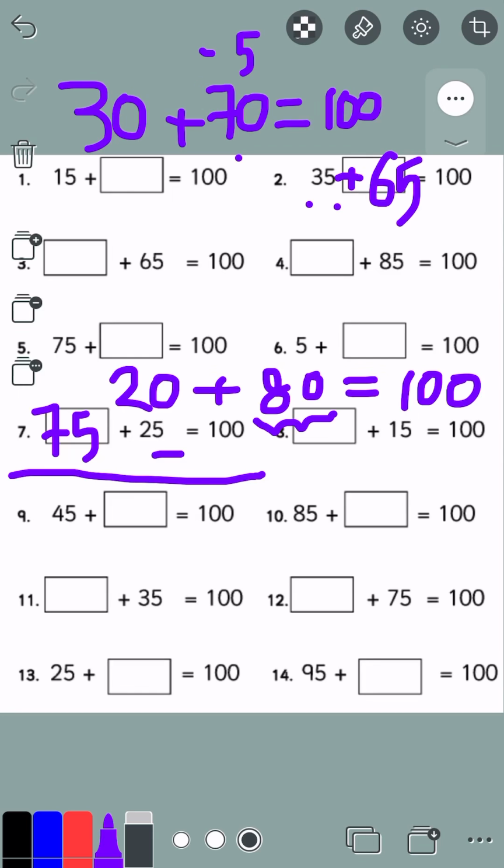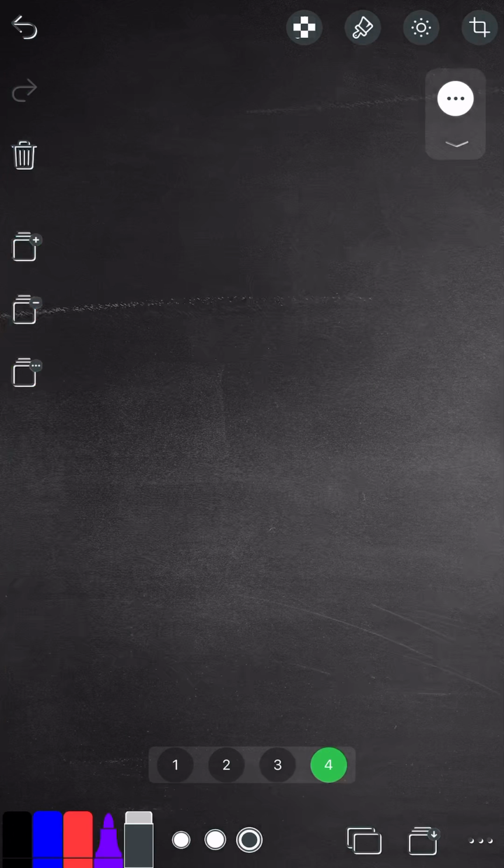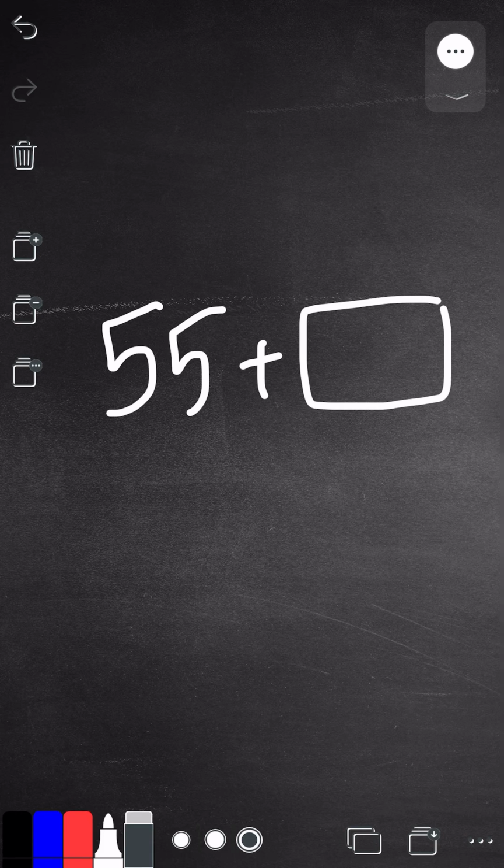These questions are repeating themselves, so this is the question for you: 55 plus what equals 100?